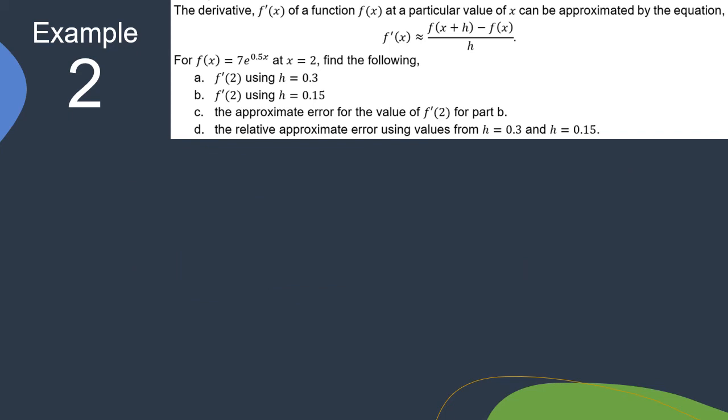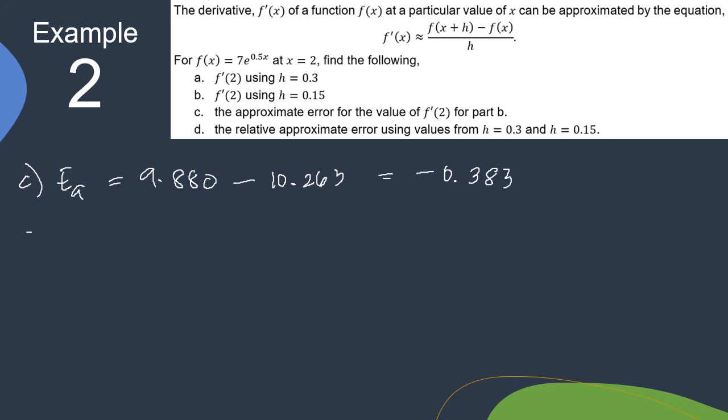Next, for letter B, we're going to solve for the approximate error for the value of f prime of 2. That is E sub A is equal to the present approximation. We have 9.880, that is from the h of 0.15, minus the previous approximation, that is from the h of 0.3, that is 10.263. Therefore, your approximate error is equal to negative 0.383.